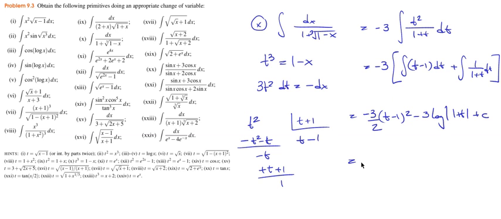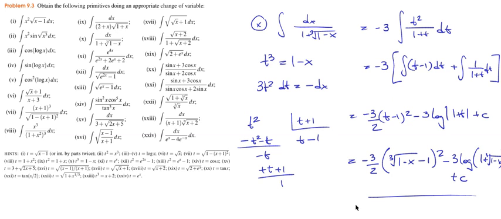Now we undo the change of variable, right? t is the cubic root of 1 minus x, minus 1, so minus 3 over 2 times the cubic root of 1 minus x minus 1 squared, minus 3 times the logarithm of 1 plus the cubic root of 1 minus x, plus c. Okay, this is the primitive. Okay, one of those.